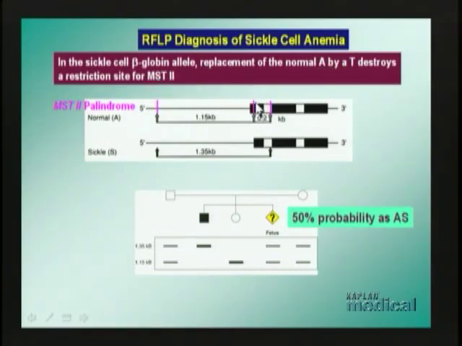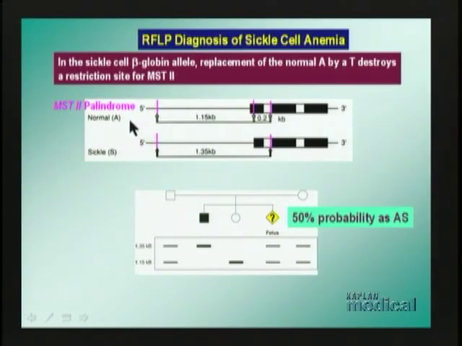Let's assume now this is where that A is that got converted or got mutated to a T. So now this palindrome is no longer here. It got mutated. So now in the sickle allele, where are the palindromes? There's a palindrome here, and there's a palindrome here, but this palindrome here got mutated because the A was converted to a T. Now notice the fragment sizes, the RFLP.